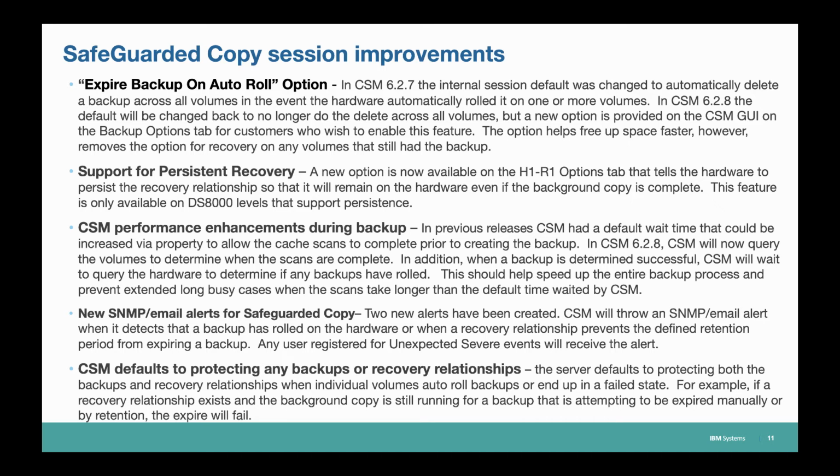In 627, we were asked to change it so that it would roll and automatically expire the backup across all the volumes. The reason we asked this is because it would help free up space a lot quicker. If you're in this condition where the hardware is auto rolling backups already, then there may be a problem there, where either you didn't plan for enough backup capacity, or a wider problem where you're actually running out of that back-end space and could affect your systems in general.